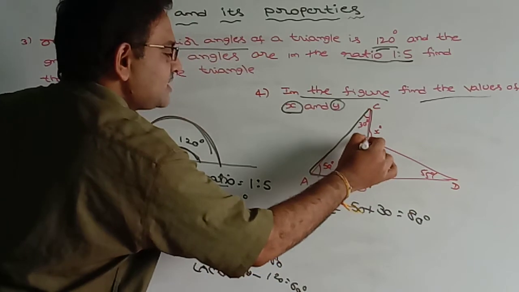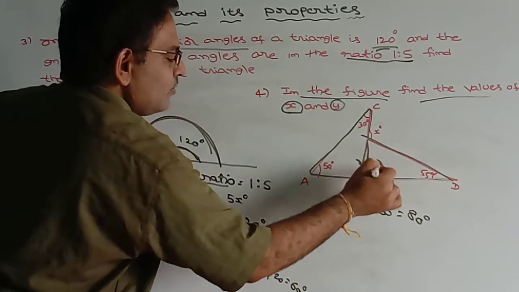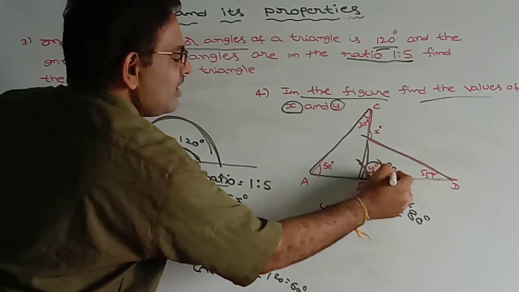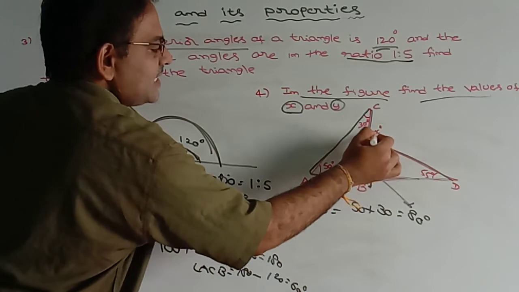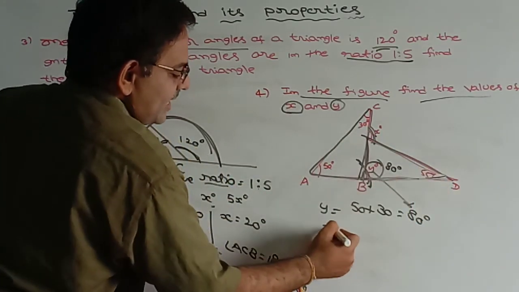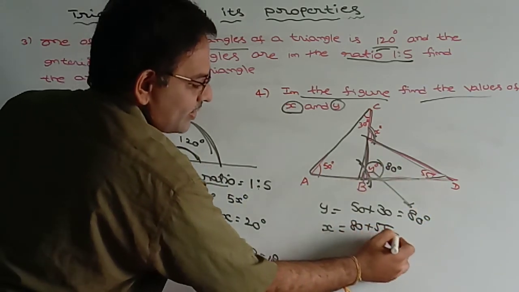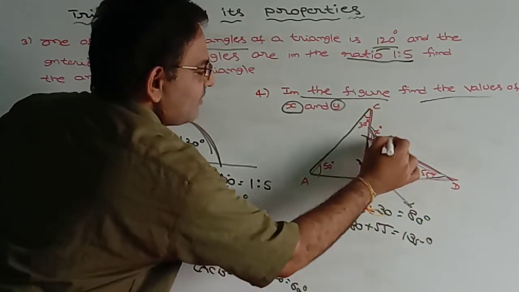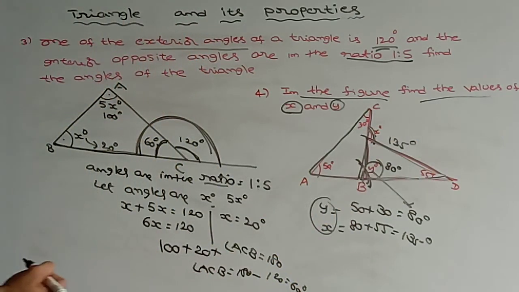Now come to this triangle. Here is one more small triangle. The y value is 80 degrees. In this triangle, x degrees is the exterior angle. So x equals 80 plus 55, that equals 135 degrees. This model is also very important.